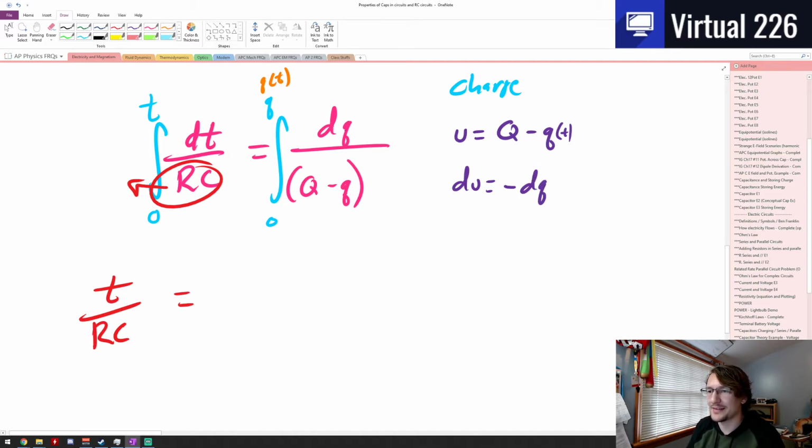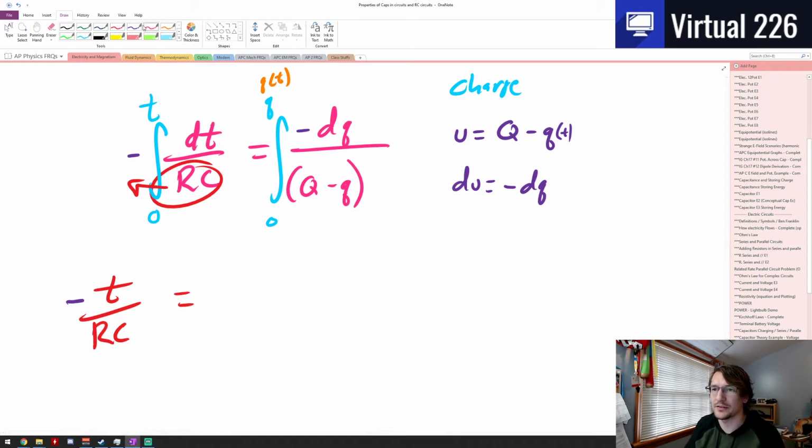Well, I don't have a minus dq here. I only have a positive dq. So what we'll have to do is multiply this by -1, and since we do it to this side, we'll have to do it to the left side as well, which means that when we carry this negative down, we're going to have a negative down here, so negative t over RC.